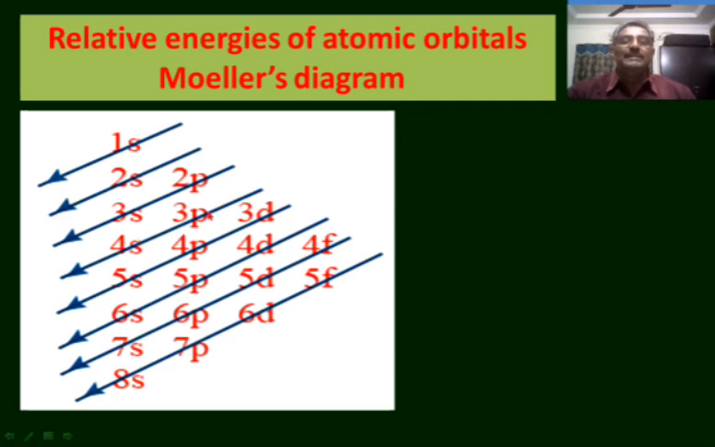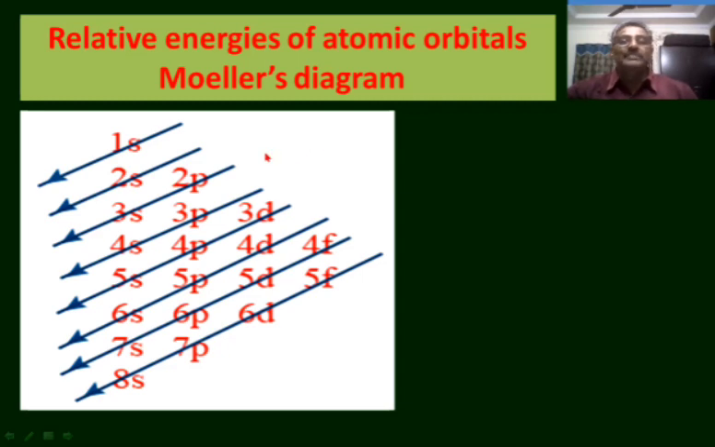So 4s orbital has lesser energy than 3d orbital. And after 3d, the lowest energy orbital is 4p, and after 4p, 5s. After 5s, the next lowest energy orbital is 4d orbital. After 4d orbital, 5p orbital, then 6s orbital, then 4f orbital, then 5d, 6p, 7s, 5f, 6d, 7p, 8s, and so on. By using this diagram, we can easily identify the order of energies of various orbitals.